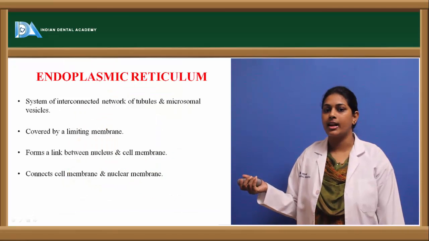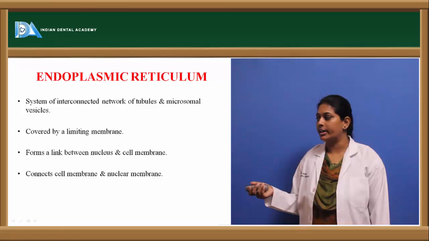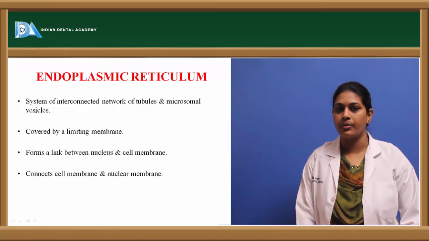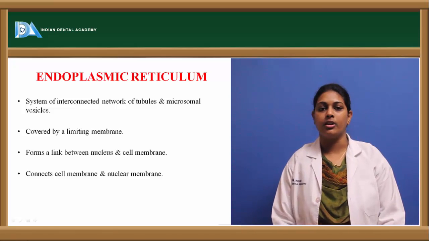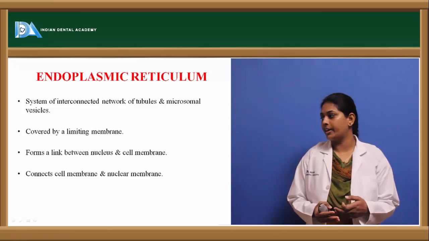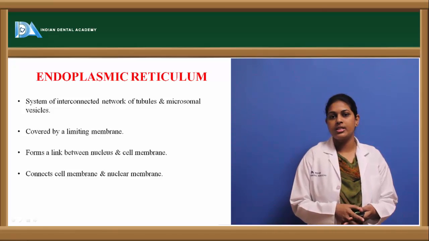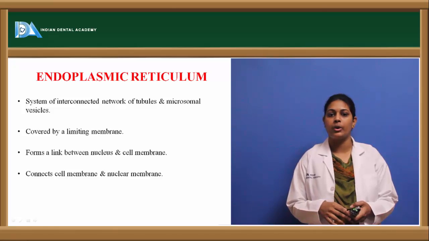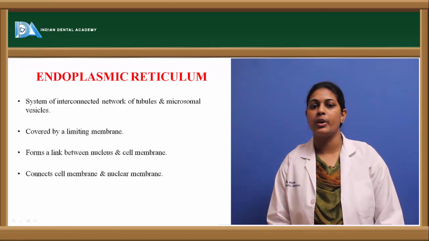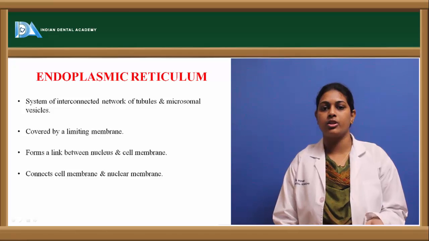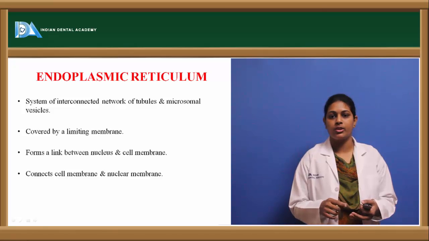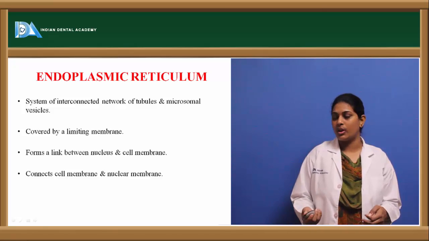Starting with the cell organelles, that is the endoplasmic reticulum. It is a system of interconnected network of tubules and microsomal vesicles. Usually we find the endoplasmic reticulum as a network of tubular structures which are interconnected with each other, and thus they form an interconnected network of tubules. And it is a membrane bound organelle, covered by a proper limiting membrane or the plasma membrane. It is majorly situated just adjacent to the nucleus, so it forms a connecting structure from the nucleus to the outer cell membrane, and it connects the cell membrane as well as the nuclear membrane.